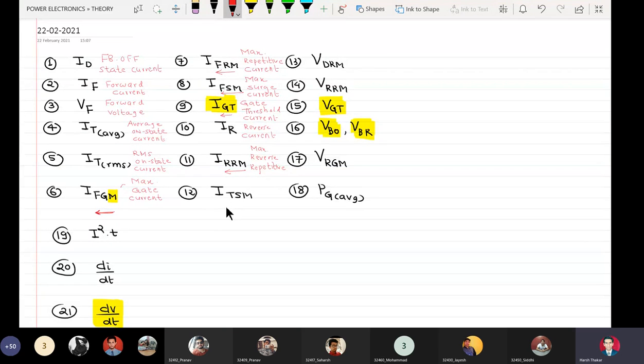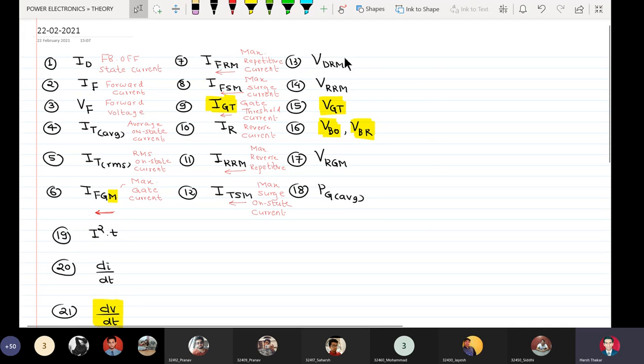ITSM will mean maximum surge forward current. Again read it like this. M for max, S for surge, maximum surge on state current. M for max, S for surge, and T for on state forward current.